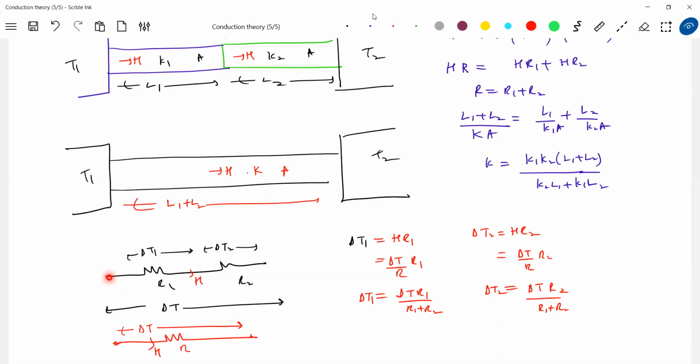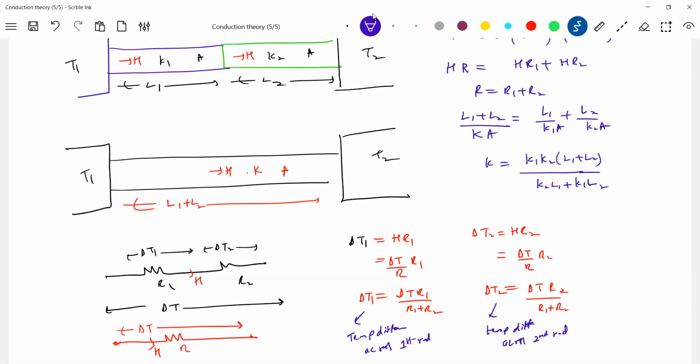So what is the use of this? If you know the total temperature difference, delta T, then can you calculate the individual temperature difference across the resistors? So use this formula. And if you know R1 and R2, substitute their values, or keep it in terms of thermal resistance. So what is delta T1? The temperature difference across R1, that is, across the first rod. Delta T2 is the temperature difference across the second rod.